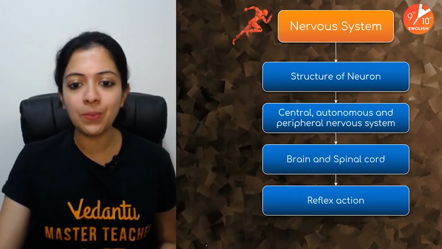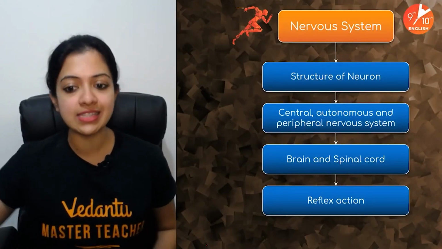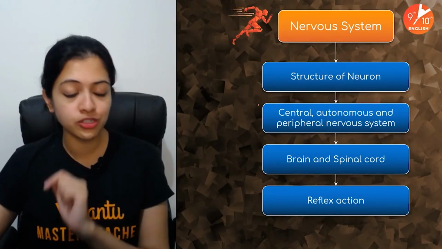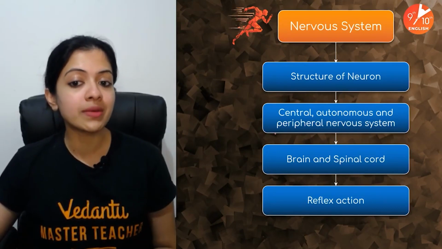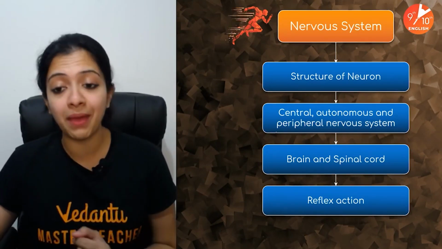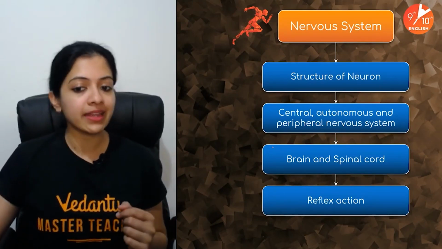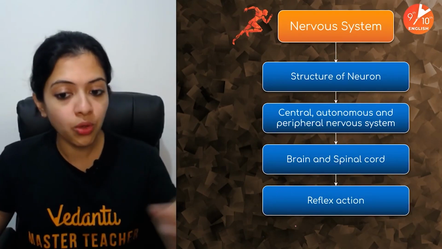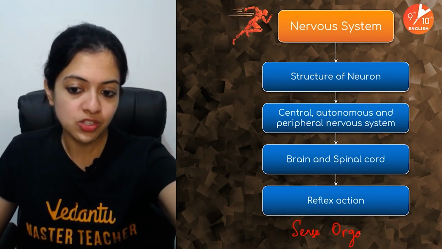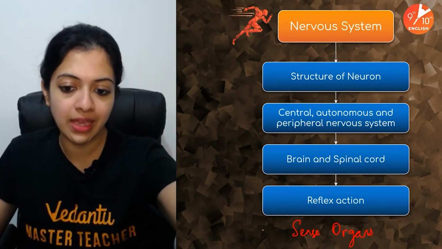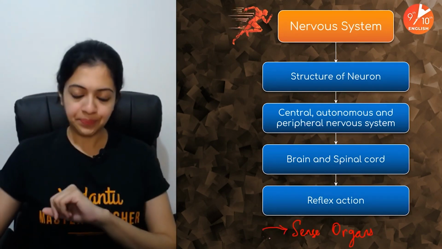All right, so before we get started, here is the list of topics. I had also shared this with you in the last session: structure of neuron, central, autonomic and peripheral nervous system, brain and the spinal cord, and reflex action. So I'll just add something here, which is sense organs. Sense organs is also something that we are going to be discussing today.